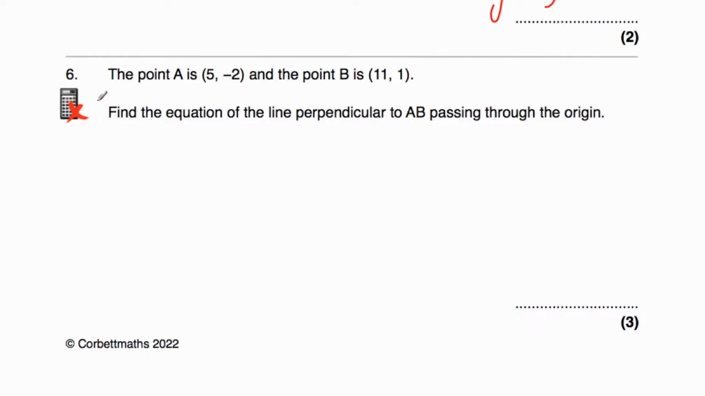Okay, let's have a look at question number 6. Question number 6 says a point A is the point 5, -2. So that's the point A. And we've got the point B, which is 11, 1. And we've been asked to find the equation of the line that's perpendicular to AB and passes through the origin.